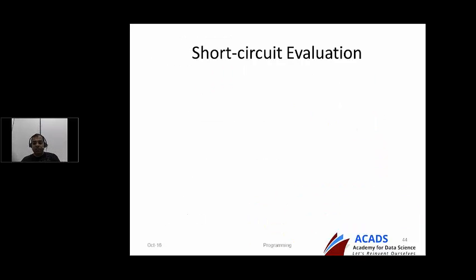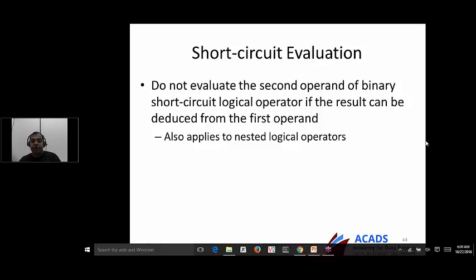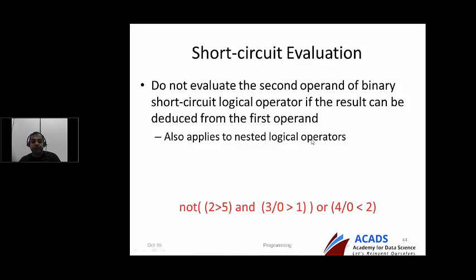So what is short circuit evaluation? Short circuit evaluation says do not evaluate the second operand of a binary operator if the result can be deduced from the first operand itself. This also applies to nested operators. Let's take this example: not of 2 less than 5 and 3 greater than 0, or 3 divided by 0 greater than 1, and so on. How does evaluation take place in this case? There are a lot of nested operators. The top level operator is this OR, and within that you are calling a NOT and AND operator.